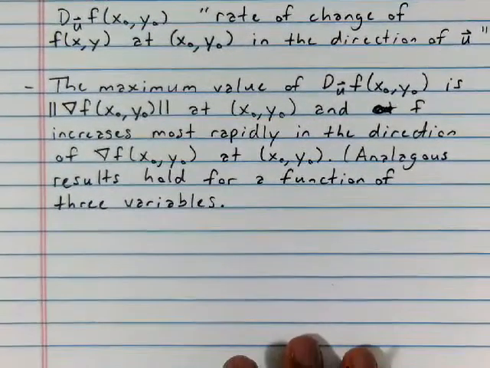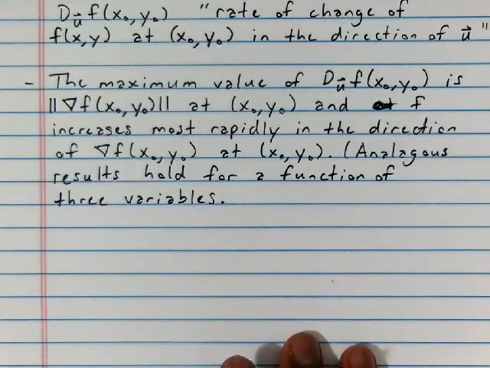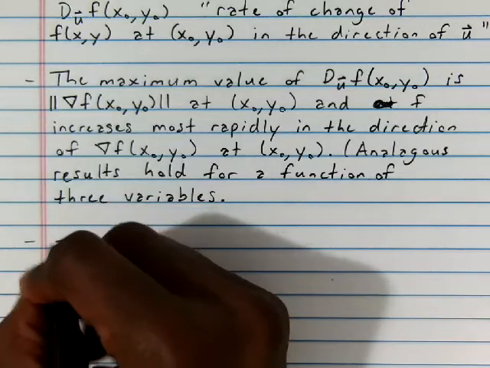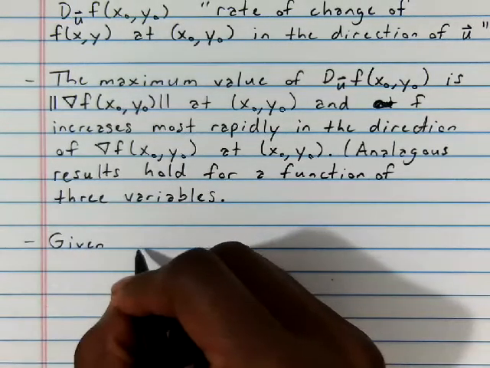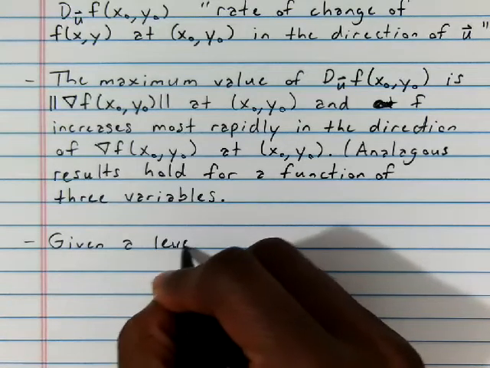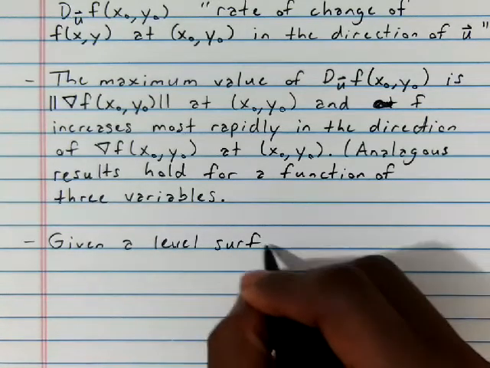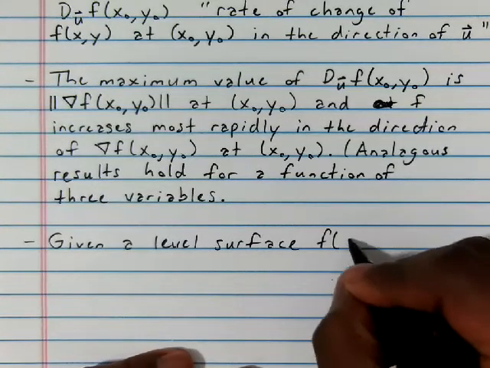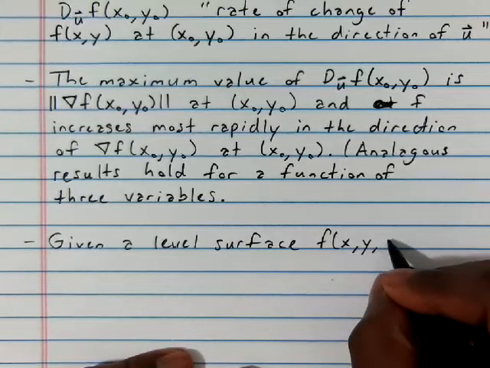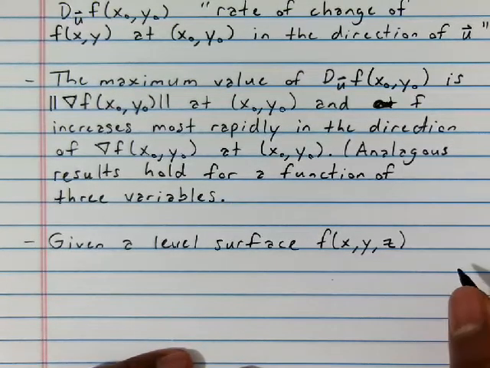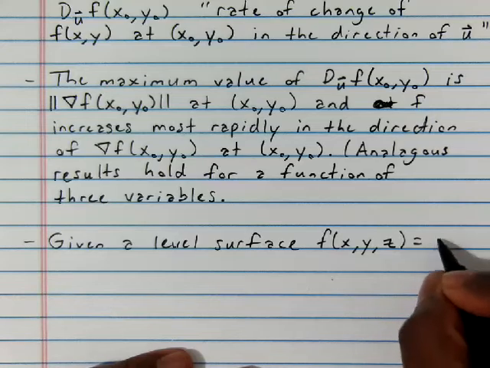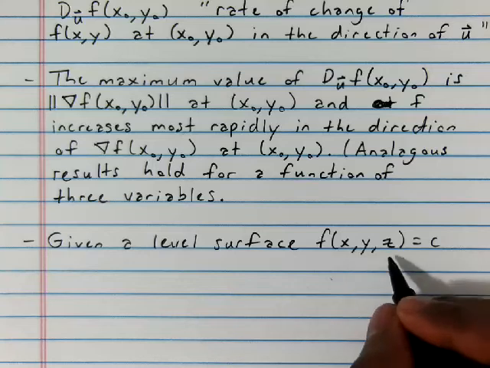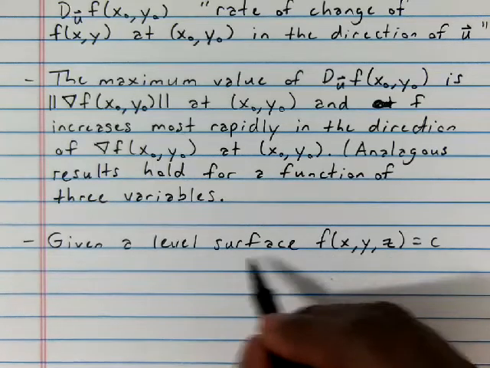All right. So another thing that relates to the gradient is the tangent plane. So given a level surface, and don't worry too much about the definition of level surface. It's mentioned in your textbook. I didn't talk about it because we're not going to be too concerned with it, but it's just going to be where you have your function is a function of three variables and is set equal to a constant. So given a level surface, f of x, y, z equals c. So you don't need to know that name. You just need to know this.